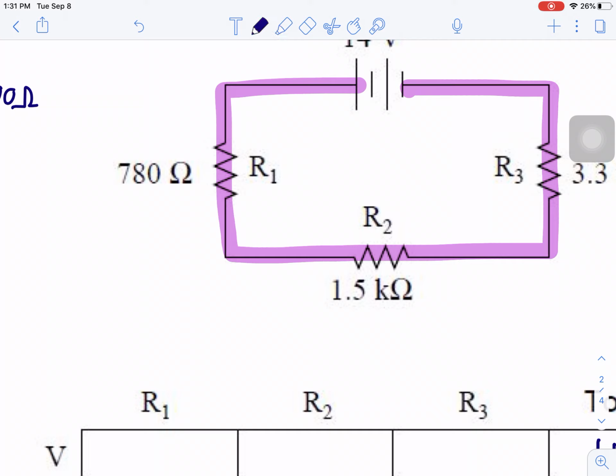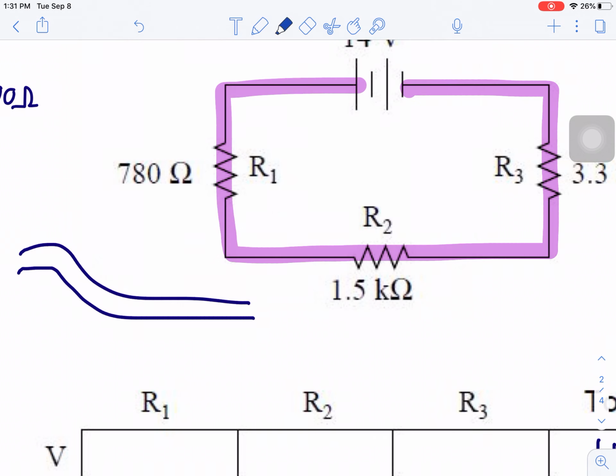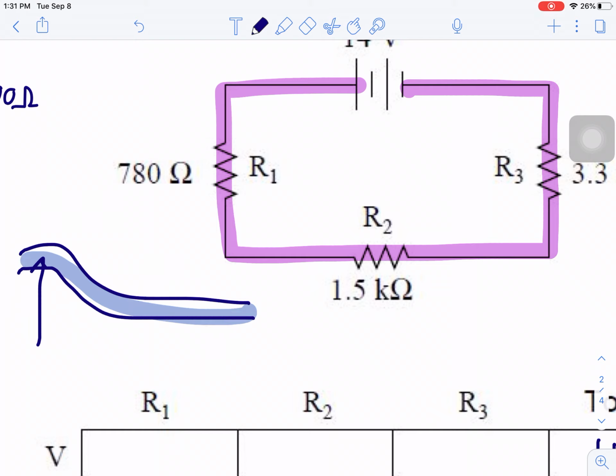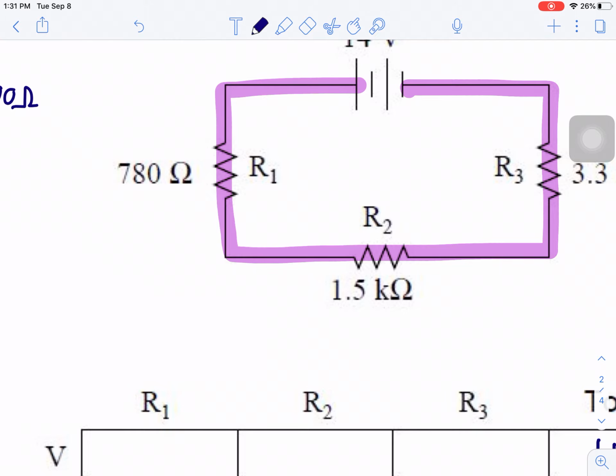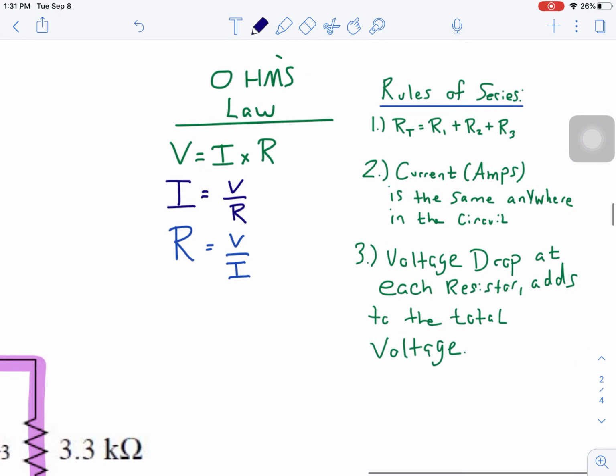Kind of like if you had a hose with water moving in it, let's just say that's water moving through your hose. If you checked here in the hose or here or anywhere, you would still measure the same amount of volume of water moving, right? More water isn't moving here as compared to here. It's the same throughout. And the same holds true with electrical current in series. And that's where rule number 2 comes in.